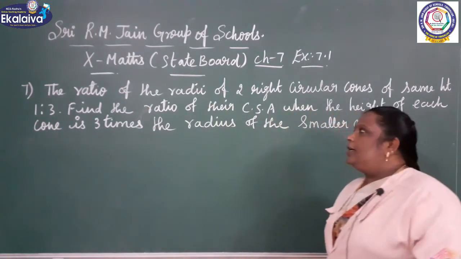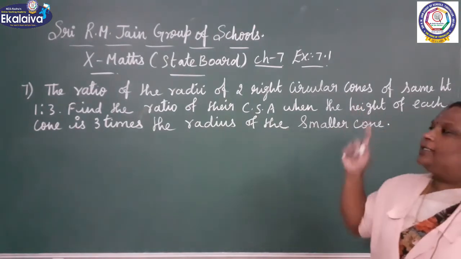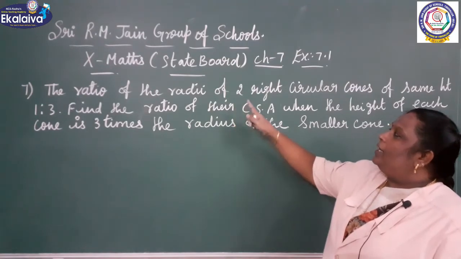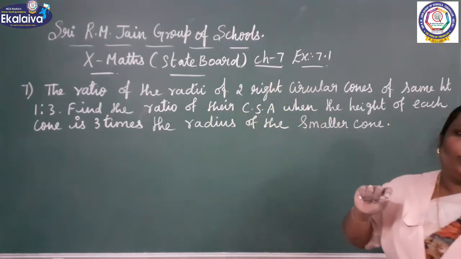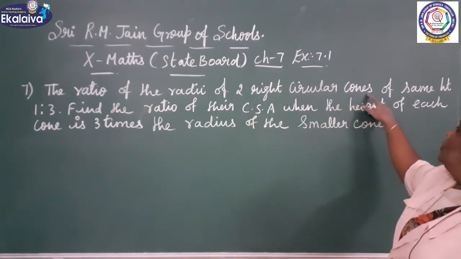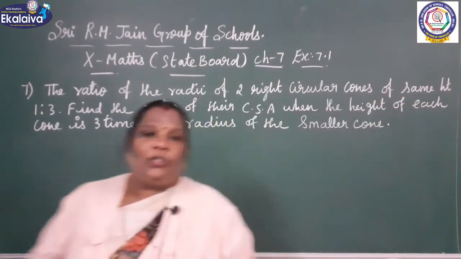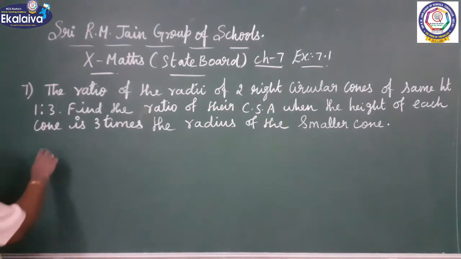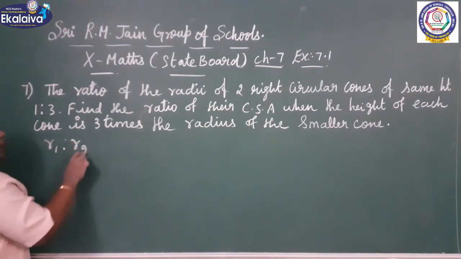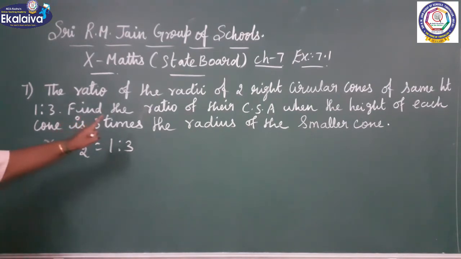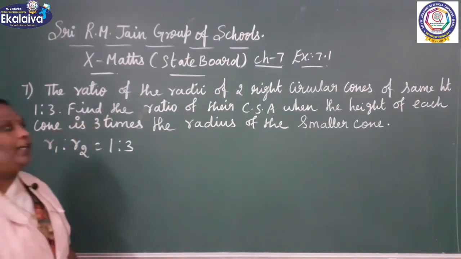This is 10th standard state board, chapter 7, exercise 7.1, 7th sum. The ratio of the radii of two right circular cones of the same height is given in the form 1:3, that is R1 is to R2 equal to 1:3. Find the ratio of the curved surface area.